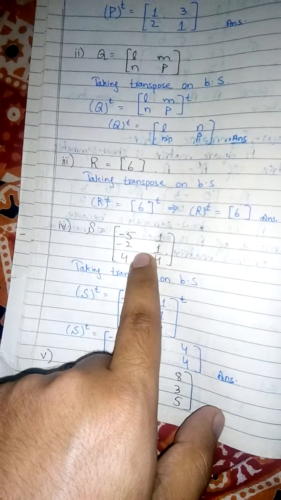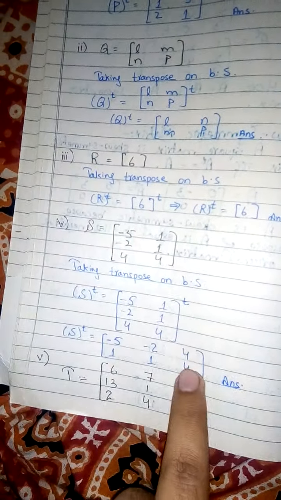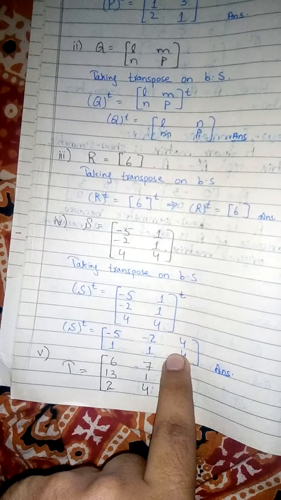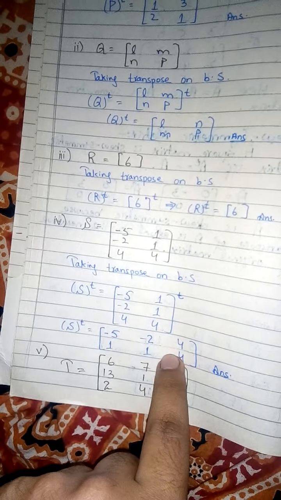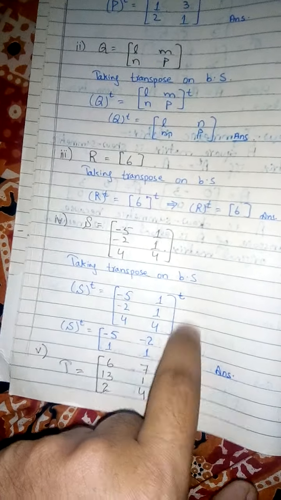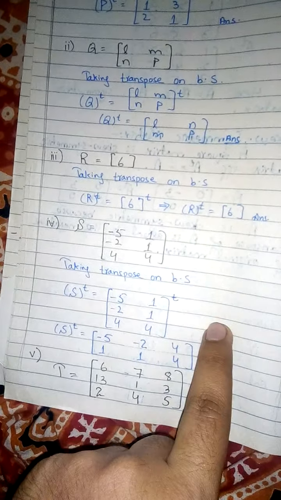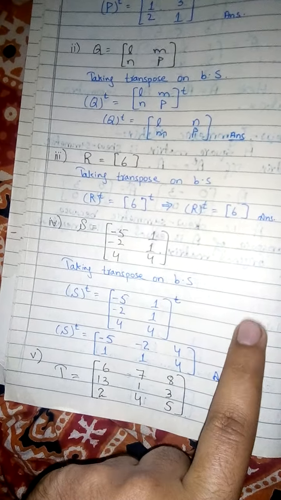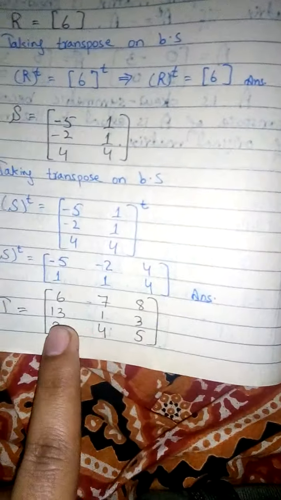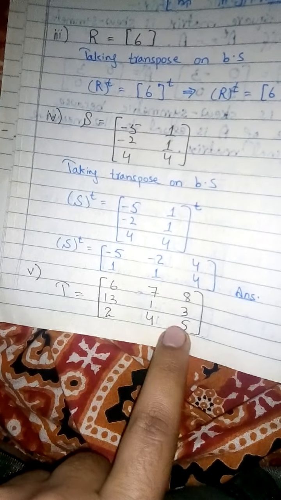If you look at the original matrix, the order is 3 cross 2, and if you see the solution here, the order is 2 cross 3. The order is changed. Whenever you apply transpose, the order will be changed, but in a square matrix the order will be the same. If you look, this is the square matrix T.